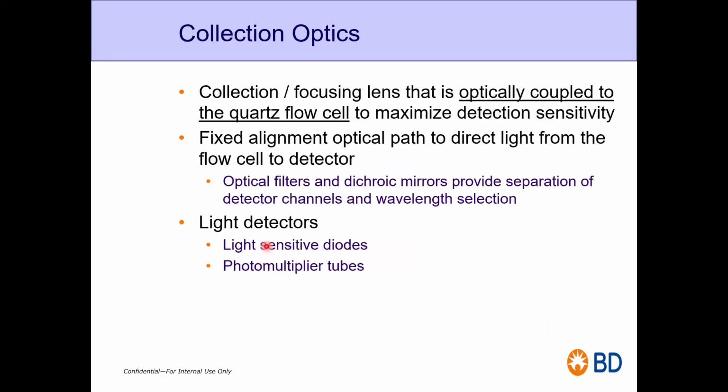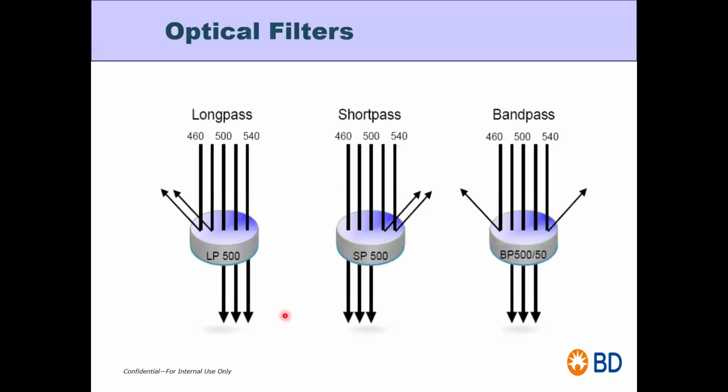Now let's go to the collection optics. In your collection optics, you have your quartz flow cells, optically coupled to the quartz flow cells. So you have a focusing lens, you have dichroic mirrors and optical filters, and then your detectors, light sensitive diodes and photomultiplier tubes. What do the filters mean?